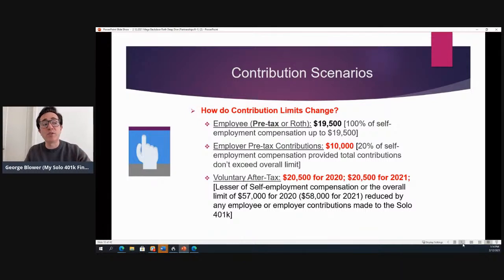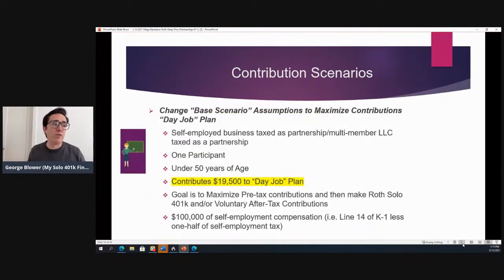They can do the difference as a voluntary after-tax contribution. But here, note that the limit is the lesser of the self-employment compensation or the overall limit. So the limit's going to be $50,000 because obviously $50,000 is less than the overall limit. So they'd just be able to do the difference up to 50, which is the same for 2020 and 2021. So it's $20,500, which could be deposited into that separate voluntary after-tax sub-account and then moved over to the Roth account.